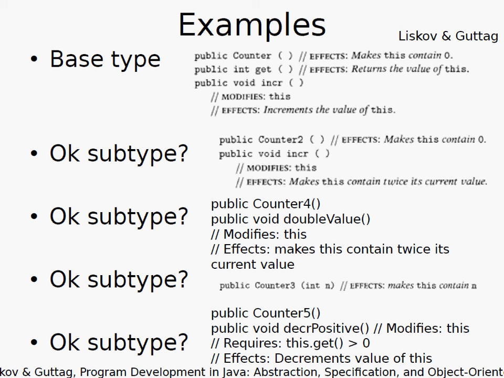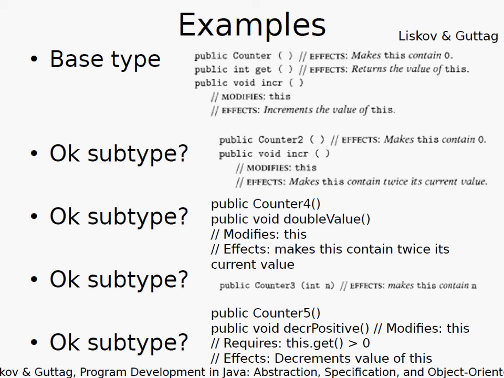Okay, how about this one? Here's counter 4. So in this case, ladies and gentlemen, it claims to extend counter, but it has an extra method called double value. Is this a legitimate subtype of that?